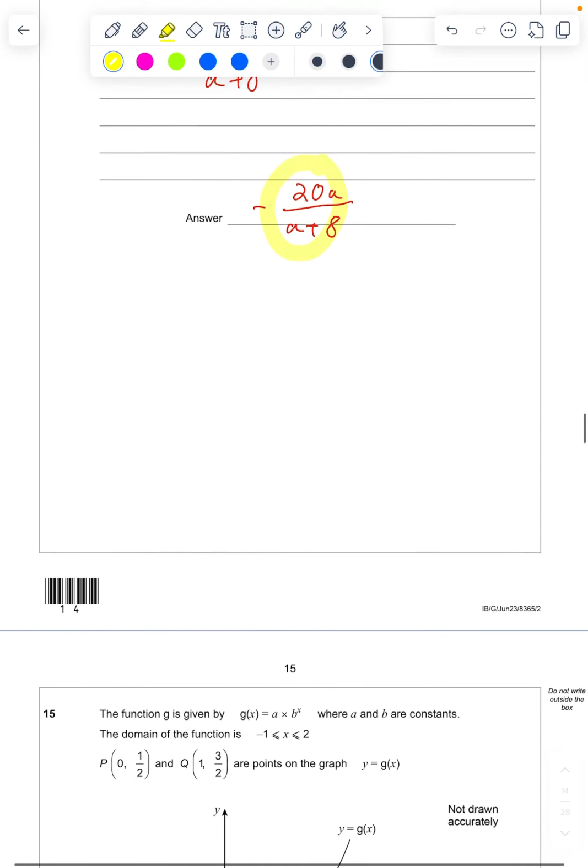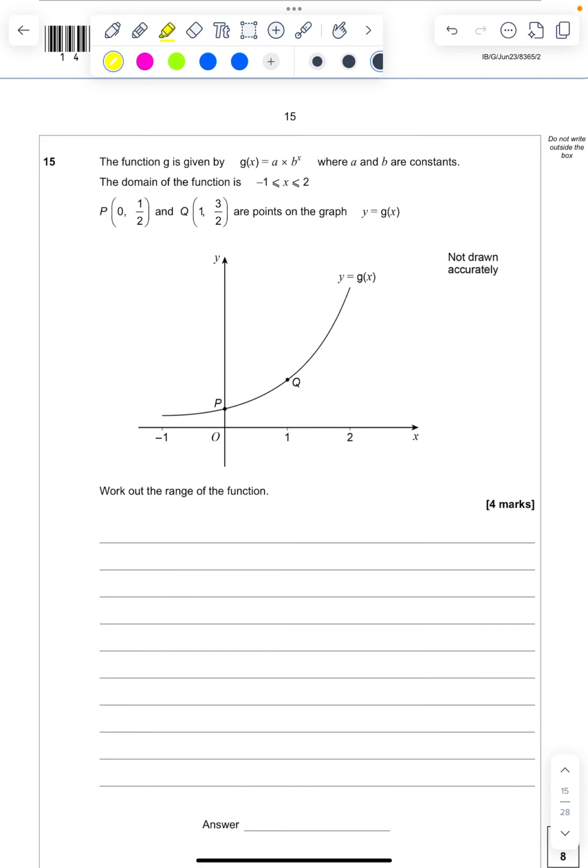Okay, question 15. Continuing on, so we've got this here. You've got the function g of x is this thing here. It's an exponential where you don't know what a and b are, but they're constants. The domain, the range of x for which it's valid, is between -1 and 2, as you can see. Point P is (0, 0.5), and point Q is over here, which is (1, 3/2). Find the range of the function.